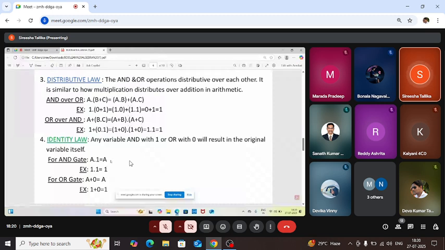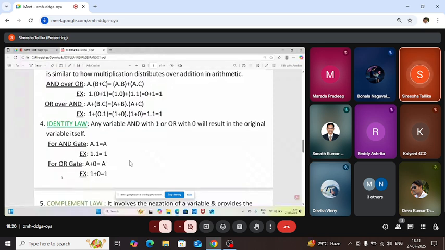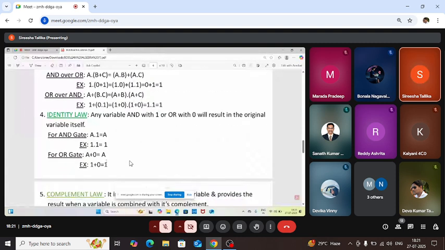So for example, if we apply 1, it will become 1 into 1 as 1. So what we apply is coming as the output. If we apply 0 here, then the output also becomes 0. For the OR gate, a plus 0 equals a. For example, if we apply a as 1, the output becomes 1. And also if you apply a as 0, the output becomes 0. So that means this is the identity law.